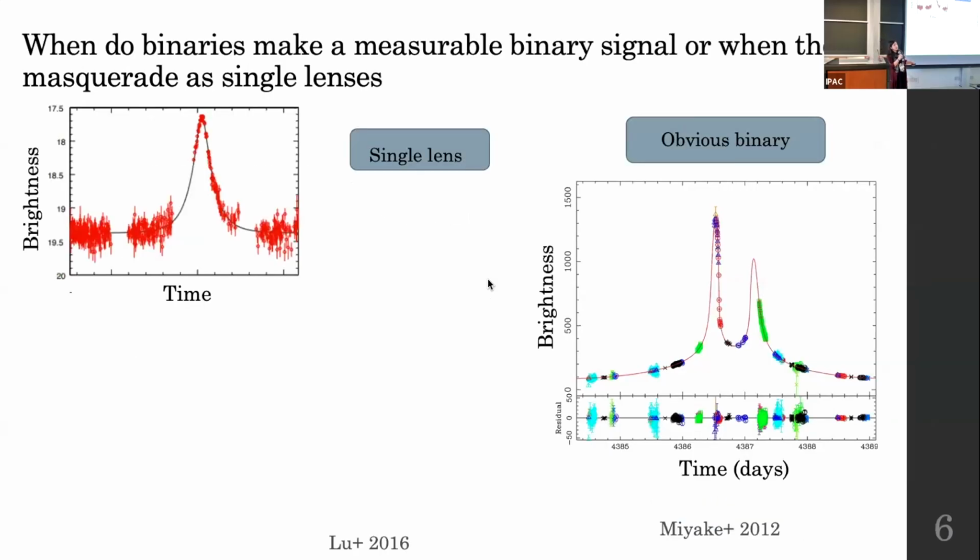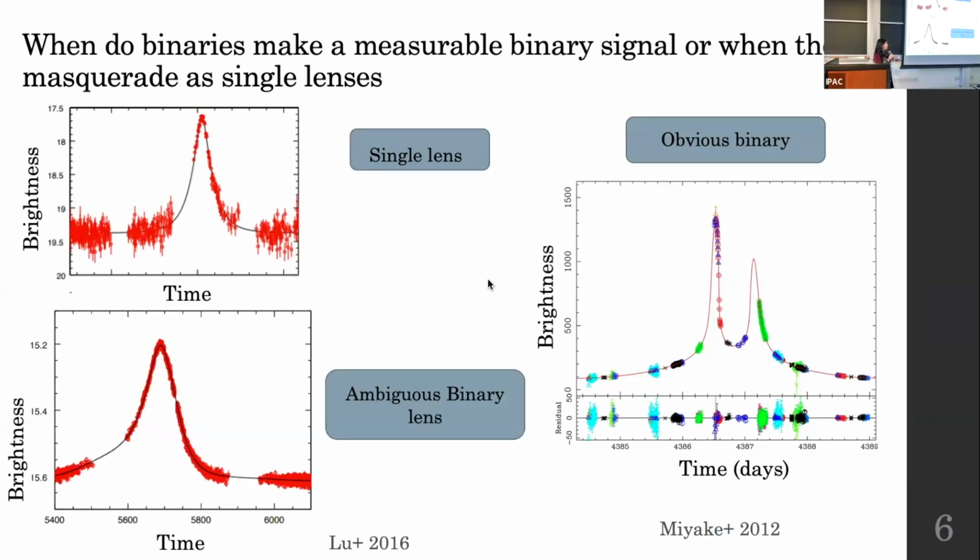One gotcha, though, is that sometimes these binaries can masquerade as single lenses. Up here, we have a typical point source, point lens microlensing event. And over there, you have an obvious binary with multiple peaks. And down here, we have an ambiguous binary lens. There's some asymmetry. Maybe that's due to what's called microlensing parallax, which can be caused by the Earth going around the sun and viewing the microlensing event from different angles. That can lead to some asymmetry. But in this case, it's a binary lens, and it's very difficult to distinguish those until you do intensive modeling.